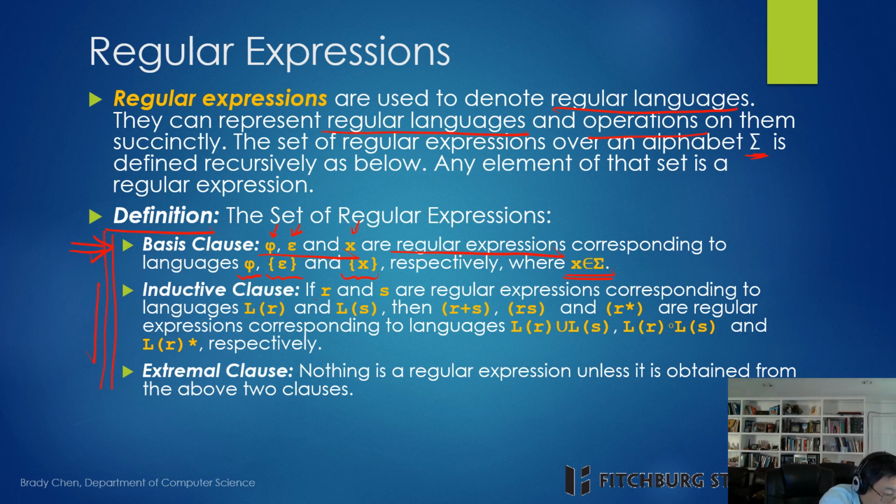So if R and S are regular expressions corresponding to languages L of R and L of S, then R plus S, that's basically the union, RS, that's concatenation, and R star, that's Kleene star, are regular expressions corresponding to the languages L of R union L of S, L of R concatenated with L of S, and L of R star respectively.